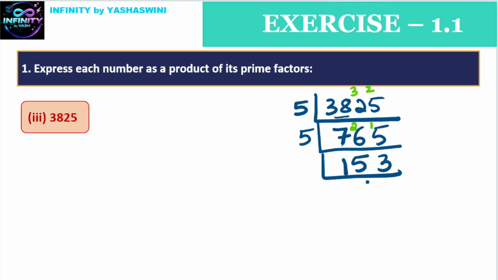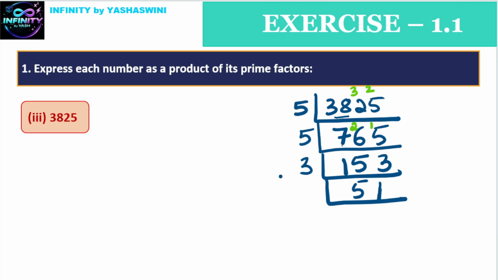So you know the divisibility rule of 3. When you add all the digits, if the sum is divisible by 3, then the whole number is divisible by 3. So 1 plus 5 is 6, 6 plus 3 is 9. So 9 is divisible by 3. So the entire number is divisible by 3. 3 5 times is 15. Now 3 1 time is 3. 51. Again 51 is divisible by 3. How? 5 plus 1 is 6.